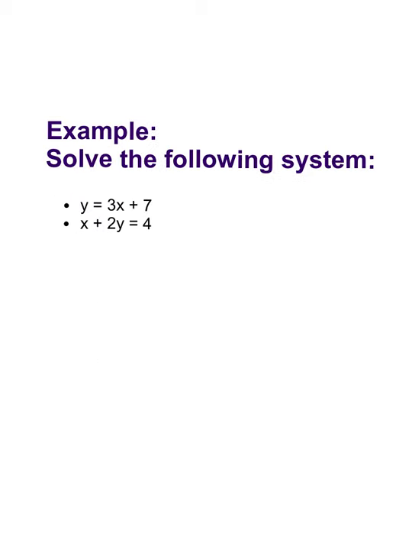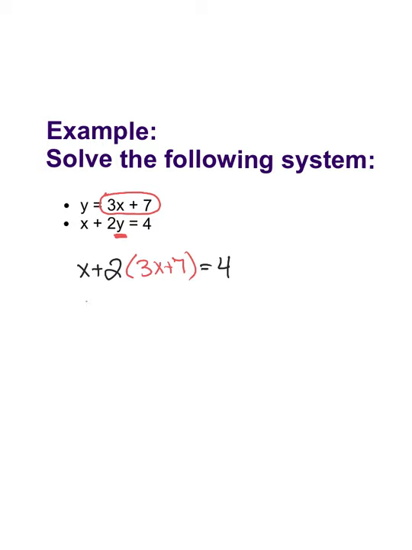Next one. First thing we want to do is check. Does one of the equations say x equals or y equals? Yes, this one here, y equals this. So I'm going to substitute that in for y in the second equation. So this becomes x plus 2. Instead of the y, I'm going to write what y is equal to. So I'm substituting.